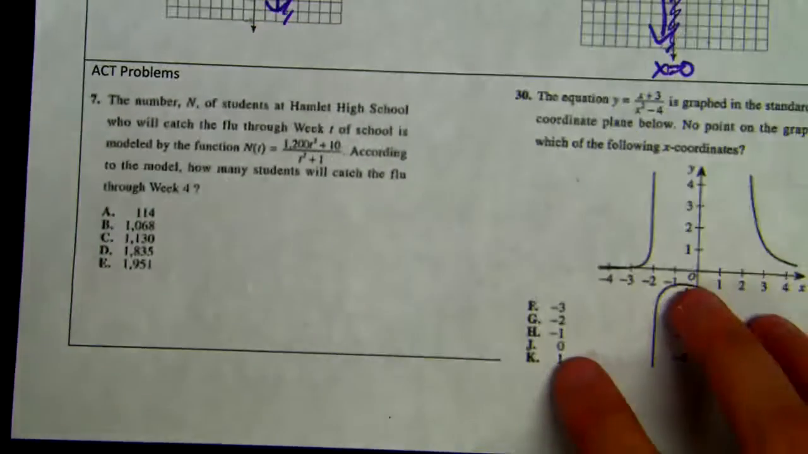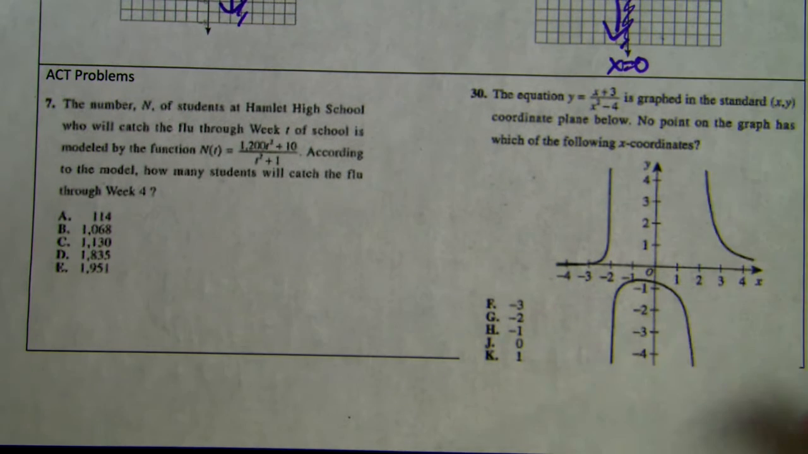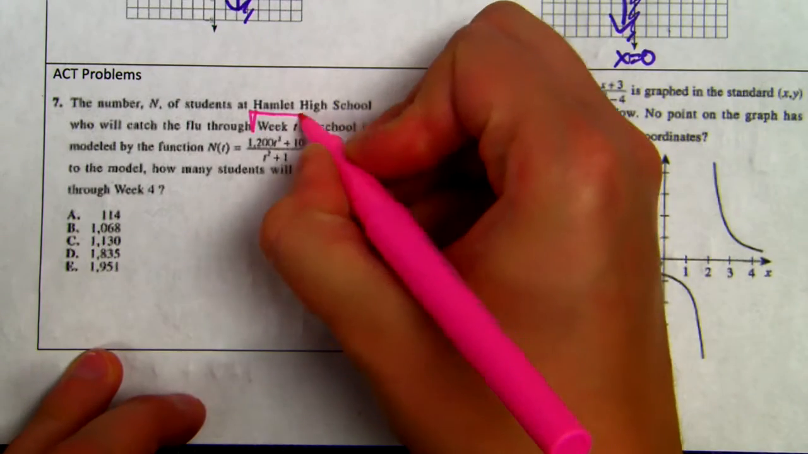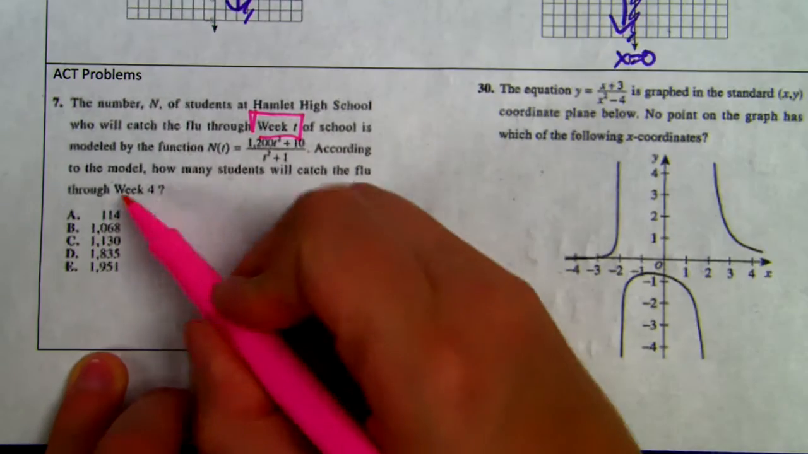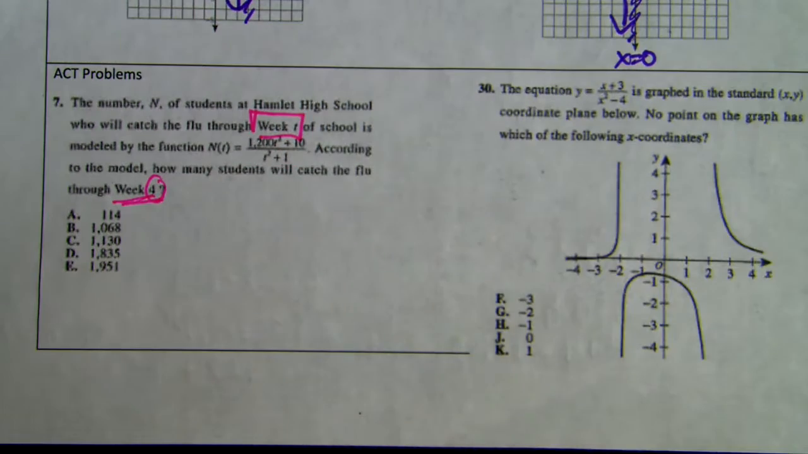But before this video is over, everyone's favorite part, the ACT problem. So we can see how what we're doing in class actually will help us on the ACT. So we have this problem right here. The number of students at Hamlet High School who will catch the flu through week T. I'm going to box that off right away because I already read this problem, and it says through week 4 at the end. And we know that T is in terms of weeks, so we have to do no conversions, which is super exciting.